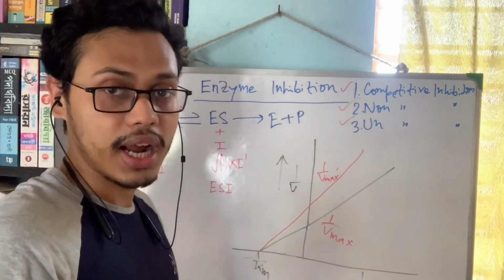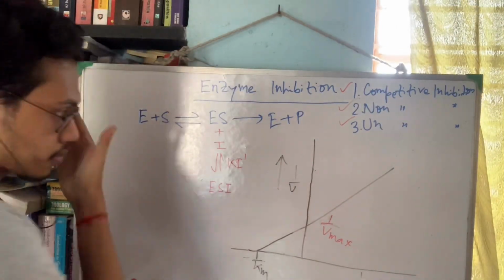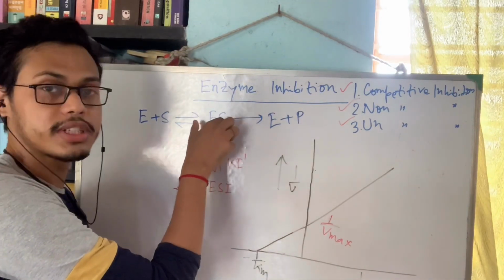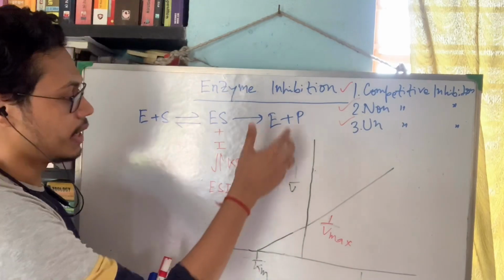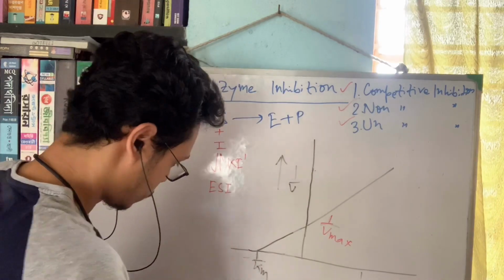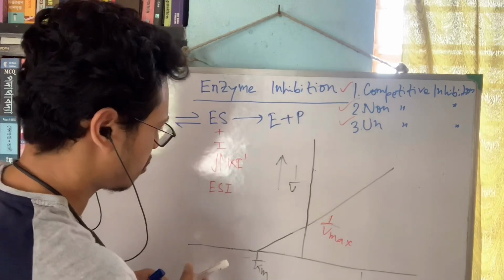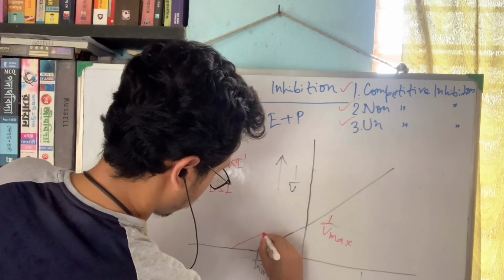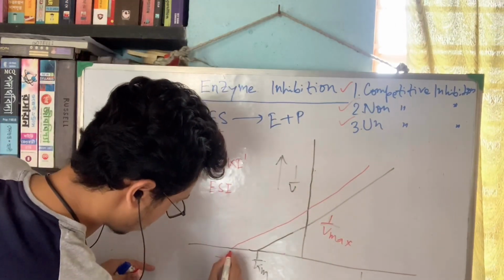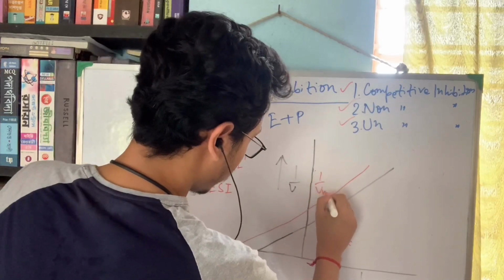So what happens in case of uncompetitive inhibition? Okay, let's see. In uncompetitive inhibition, the inhibitor always binds with the enzyme-substrate complex and forms this, and the graph will be like this, and this is the minus 1 by Km dash and this is 1 by Vmax dash.